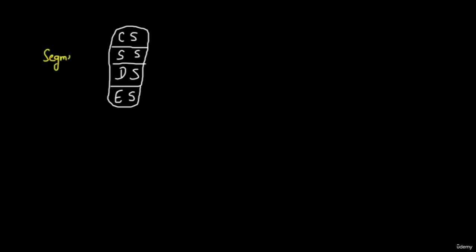So what we just said is CS, SS, DS and ES. I'm not including IP, that's a different thing. We are going to discuss that in a while. So these are the segment addresses. They store the location where the data is in memory.